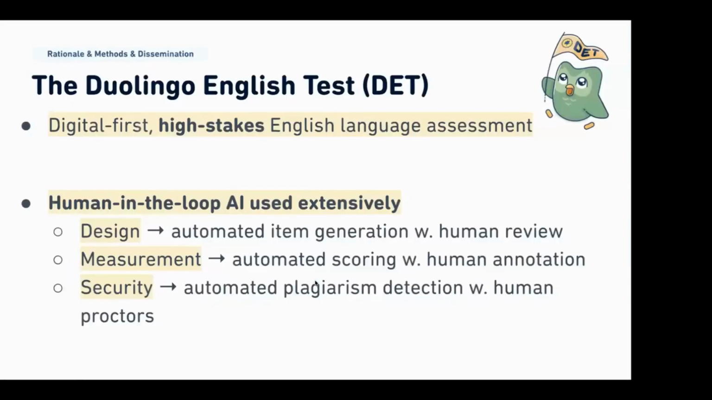And so just 10 seconds about the Duolingo English Test to provide some context. It's a digital-first, high-stakes English language assessment. Digital-first in that we say it's born digital, that everything that's used to create the test and score the test and for security is originally AI. We use human-in-the-loop AI extensively. So in design, automated item generation with human review; for measurement, automated scoring, using human annotation for building the training data for scoring models; and for security, automated plagiarism detection with human proctoring. And I'll talk about that a little bit more later.